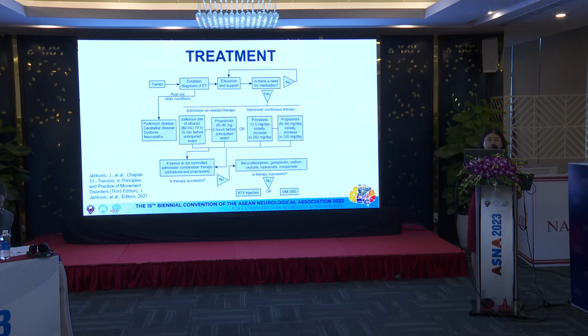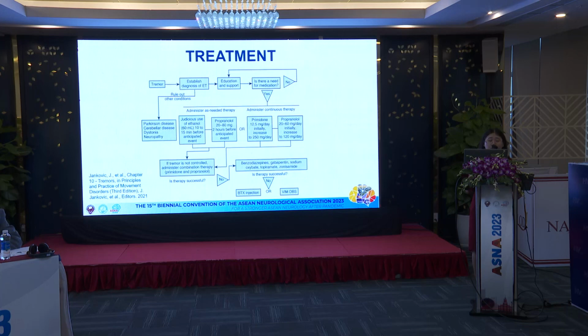This is a therapeutic algorithm for essential tremor. Firstly, we have to establish the origin of essential tremor. And then it is important to control essential tremor patients with education and support. Then we have to assess whether there is a need for medication. If so, we have to choose between additive therapy or continuous therapy. For additive therapy, we can choose propranolol or use ethanol before an anticipated event. For continuous therapy, we can choose primidone or propranolol.